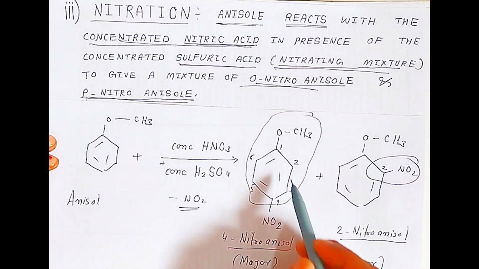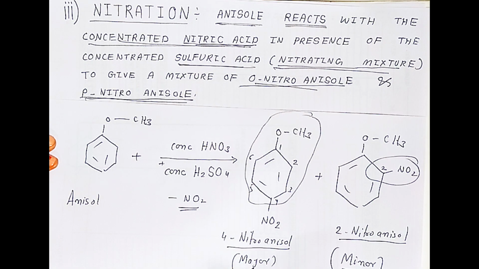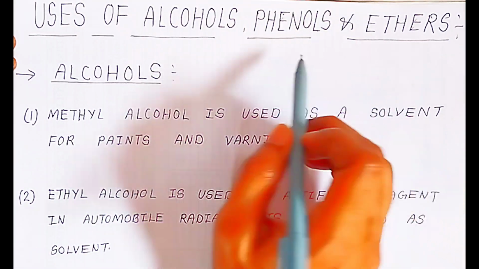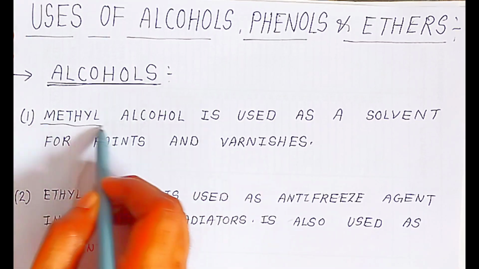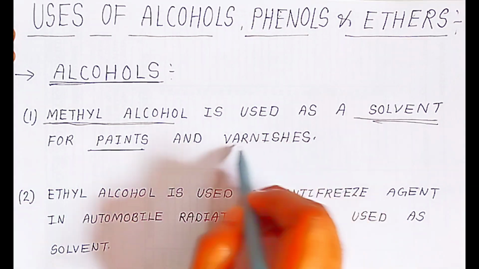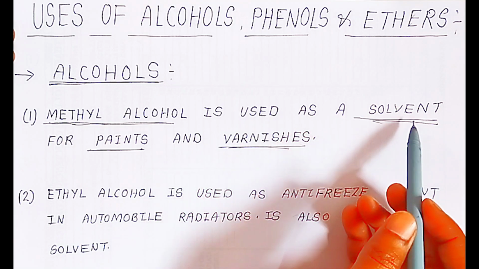Why is it major, students? Because this NO2 group is very far away from the methoxy group, so you will get the major product, and the other will be the minor product. Uses of alcohols, phenols and ethers. So students, alcohol is a very important compound. Here is a very simple alcohol, methyl alcohol. Methyl alcohol is used as a solvent for paints and varnishes. If you want to dissolve paints and varnishes, methyl alcohol is used as a solvent.